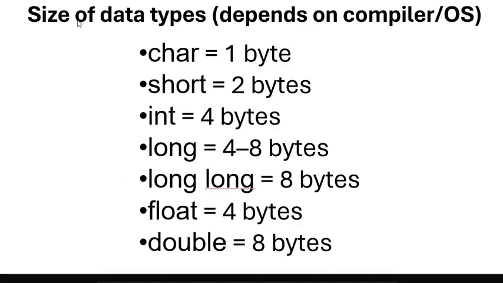Let us see the size of the data types. It completely depends on the compiler or operating system. Character, I have told you, means a single character, that is 1 byte. Short is 2 bytes. Here 1 byte is equal to 8 bits.